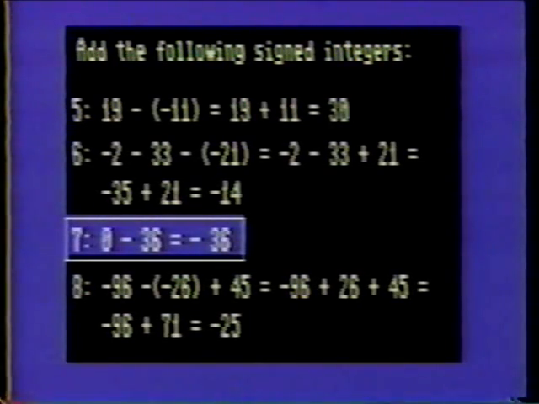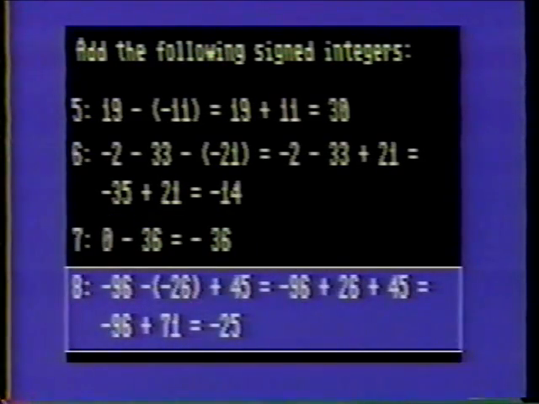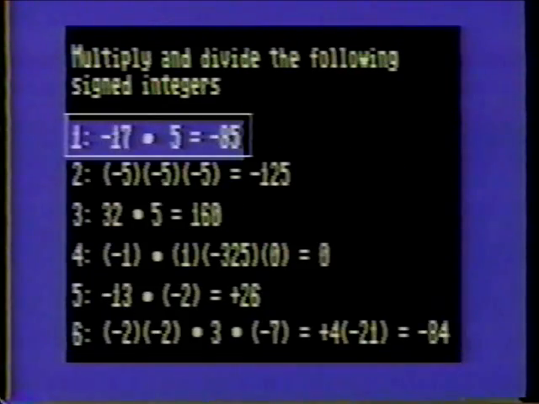Number 7. 0 minus 36 is negative 36. Negative 96 minus negative 26 plus 45 is negative 96 plus 26 plus 45. Simplified, that is, negative 96 plus 71 is negative 25.